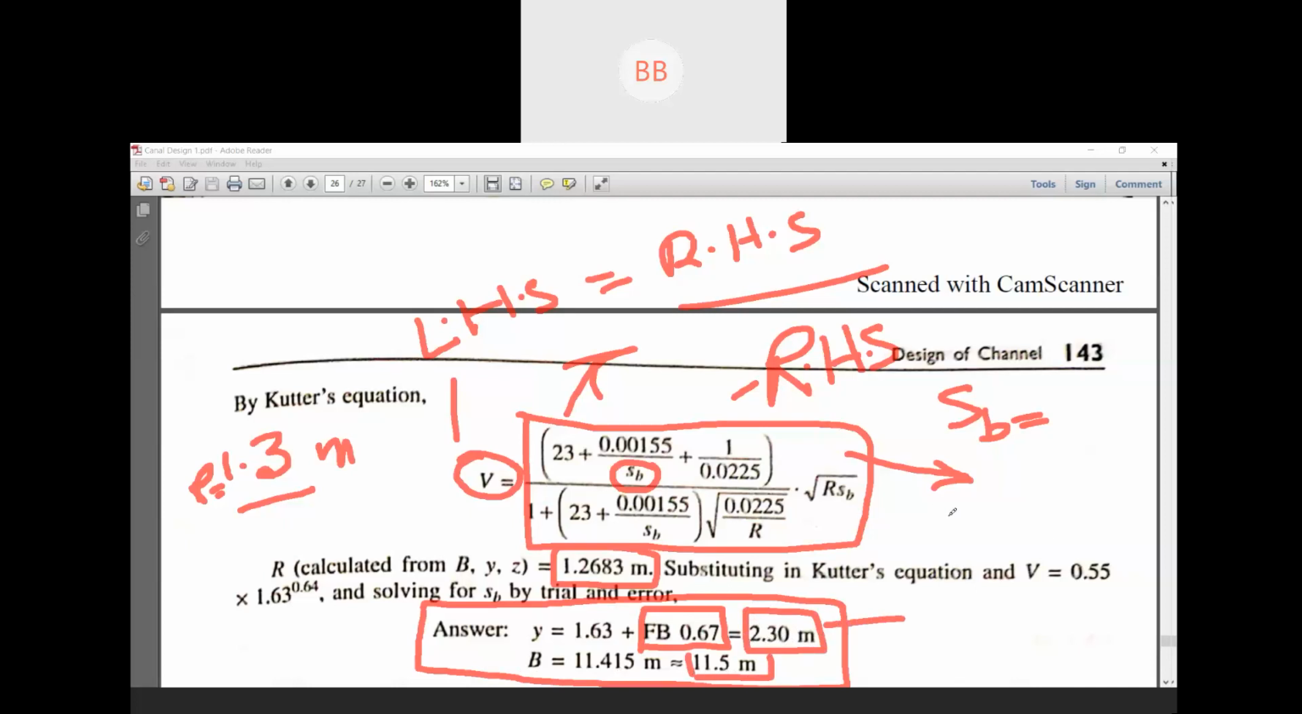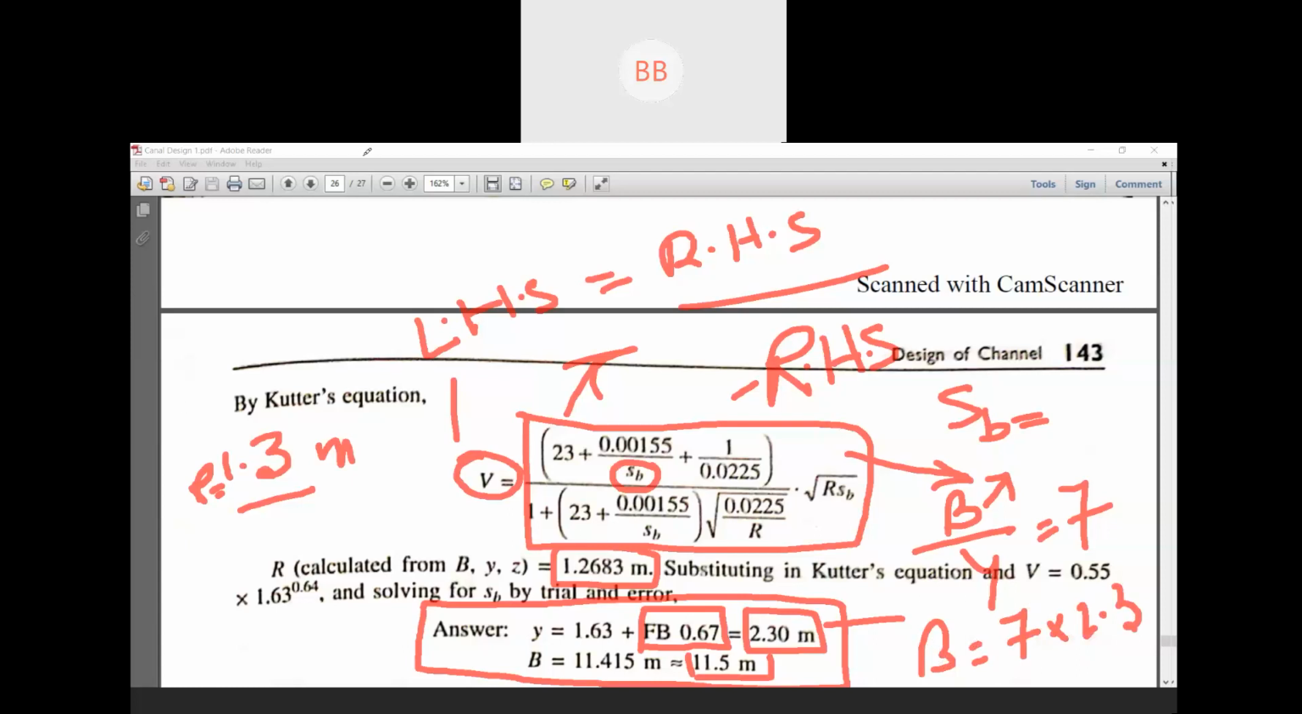Because we know we have a ratio b by y is equal to 7. Once you change the y value, then our b value is automatically changed. So whatever the y value you are going to get after adding freeboard, that is 2.3, then your b value is nothing but 7 into 2.3. So this b is your design width of the channel.